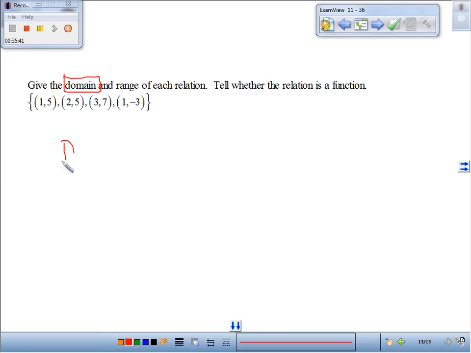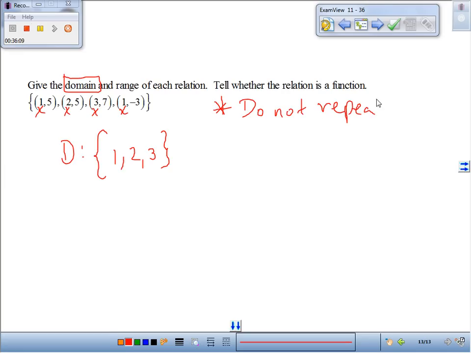So right away you're going to write D, then a bracket. Start with that one. Let's look at the x values. We got 1, 2, 3, and 1. So my domain, I'm going to start with the smallest one, which is 1. From there it's 2. From there it's 3. And I'm done. We do not repeat. So you're going to make a note: do not repeat numbers. Tell your neighbor what I just said.